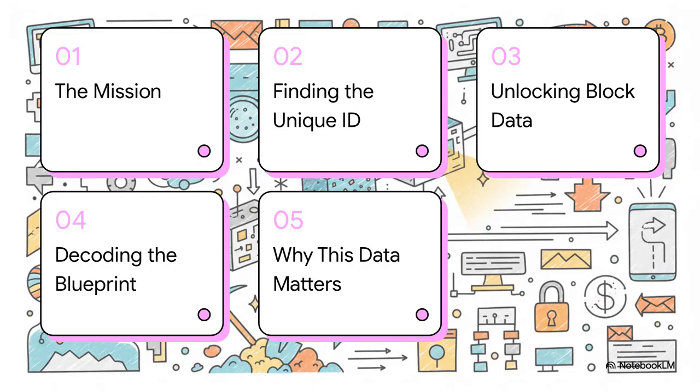Okay, here's our expedition plan. First, we'll set the mission. Then, we'll find our target's unique ID. From there, we'll unlock all its data, decode what we find, and finally, we'll talk about why any of this actually matters. It's a pretty straightforward path from question to discovery.